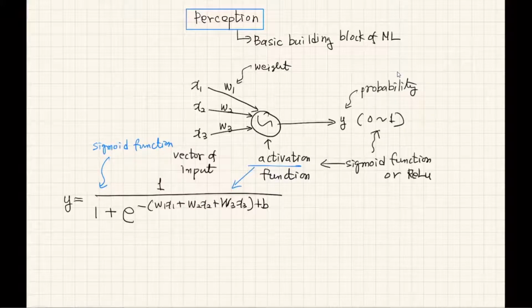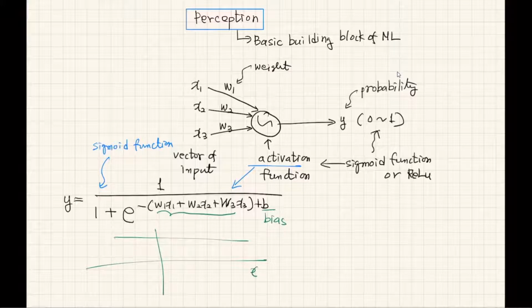One of the examples of activation function is sigmoid function. Sigmoid function has an input of weighted sum that can be represented by W1 x1 plus W2 x2 plus W3 x3 plus bias. Usually, sigmoid function has a range from 0 to 1.